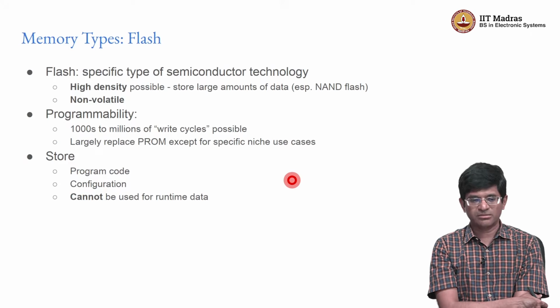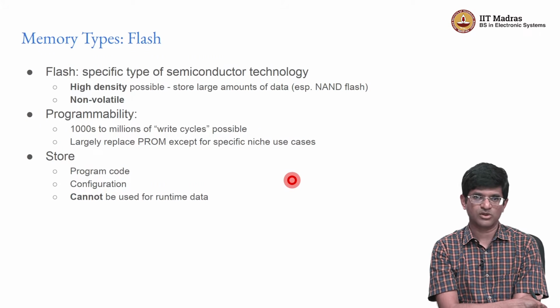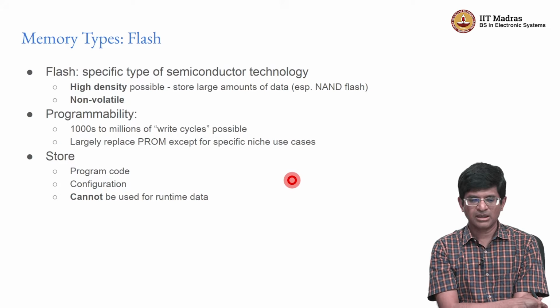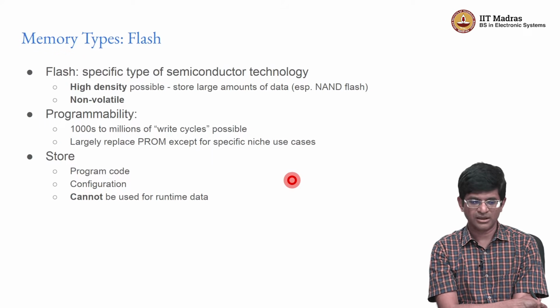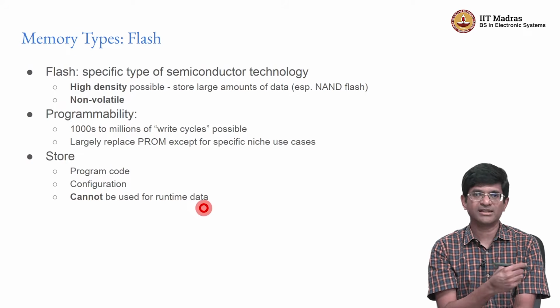Flash turns out to be highly programmable. You can typically use it thousands or possibly even millions of write cycles, and in most cases it has largely replaced the use of PROMs or programmable ROMs, except in specific use cases that still exist. So lots of things can be stored in the flash, the program code, configuration and so on, but it is typically not used for things that are changing at runtime.